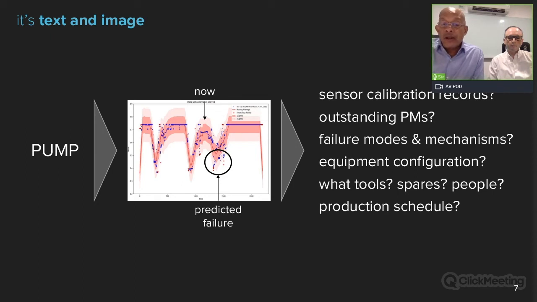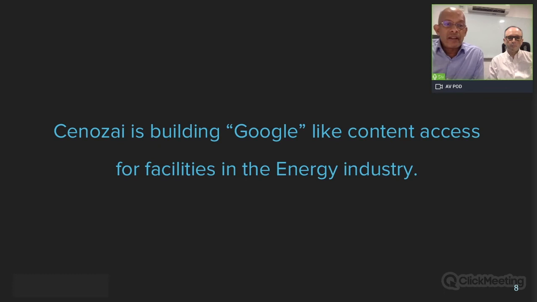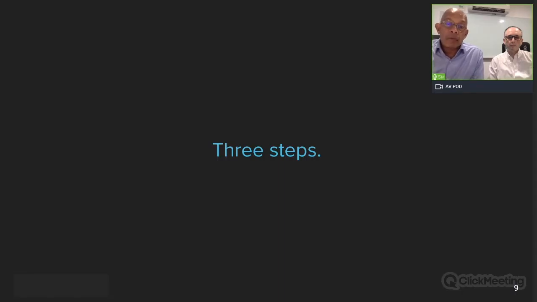And what exactly do you want there? Well, very simple to explain. What we're building is Google-like access to content. Now, specifically for facilities in the energy industry, so oil and gas, power generation, primary focus, right? But this is not one giant step that you should jump on to try and put all of this into place. We really recommend a 3-step process, right?